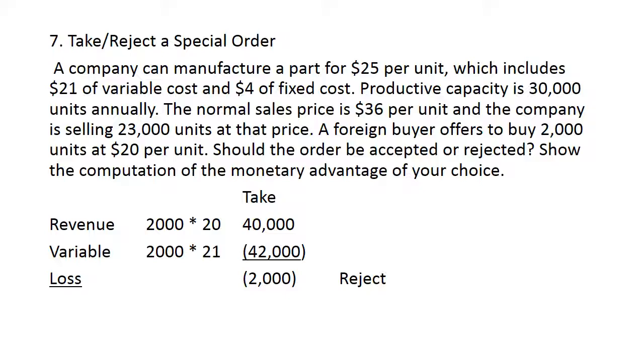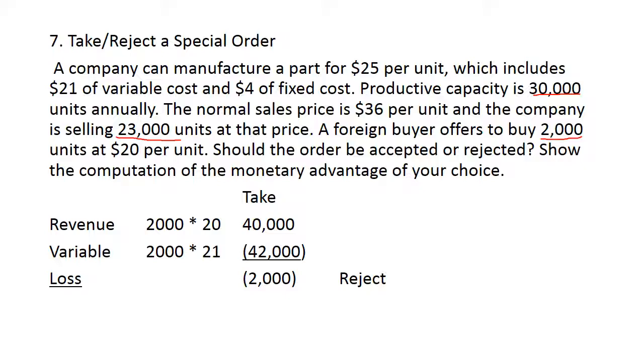Number 7, take or reject a special order. So productive capacity, first thing you want to look at is if you have the productive capacity for this. So we can produce 30,000 units. We're currently selling 23,000 units, so we have capacity of 7,000. They're offering to buy 2,000. So we can take this order. We have capacity to produce this order. So, okay, we could do this.